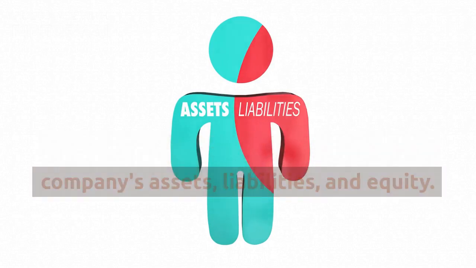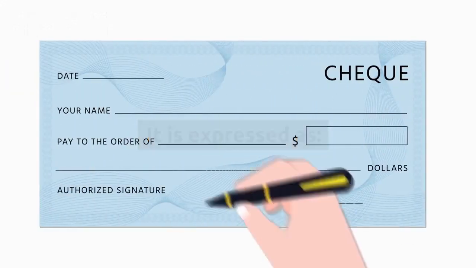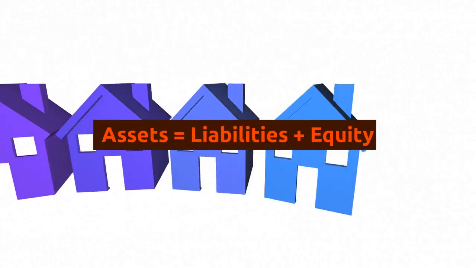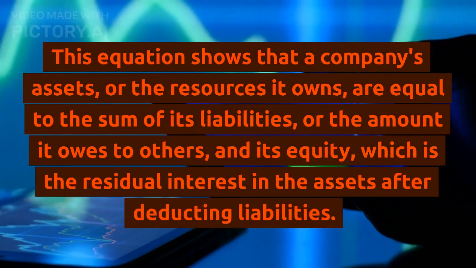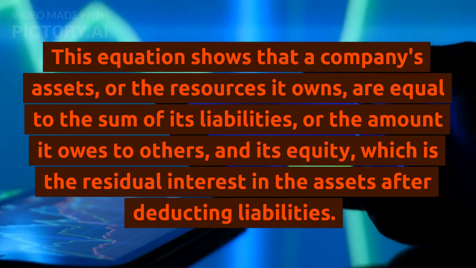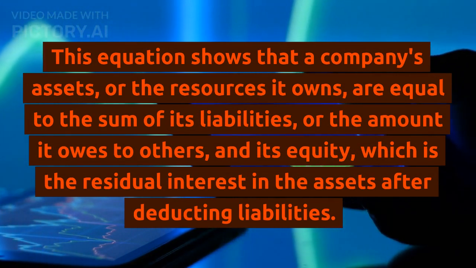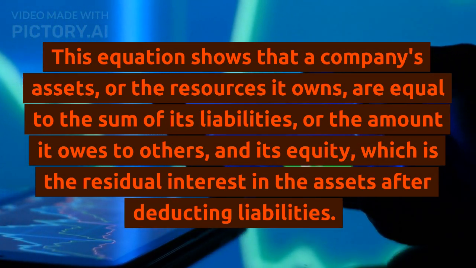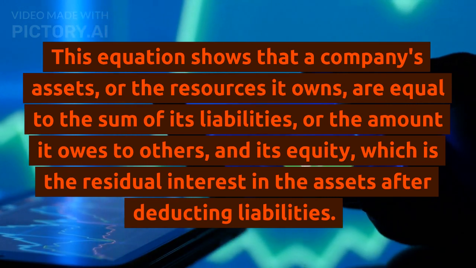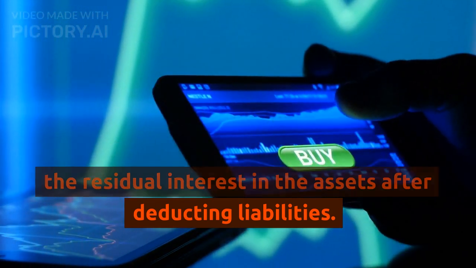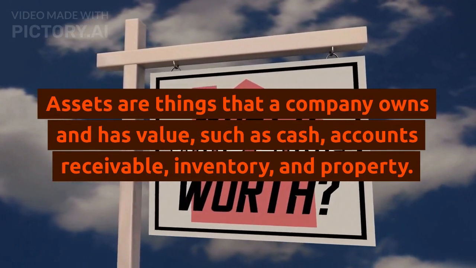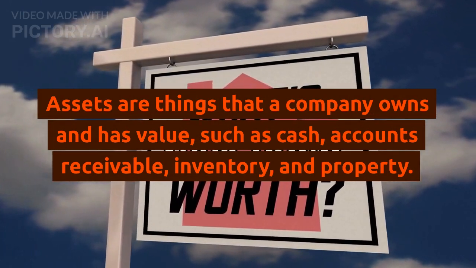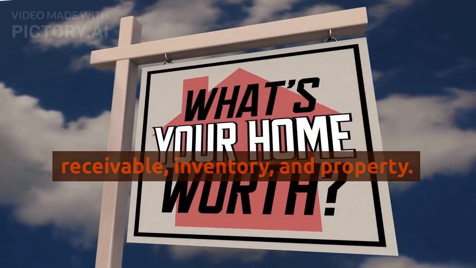The accounting equation is a fundamental principle in accounting that represents the relationship between a company's assets, liabilities, and equity. It is expressed as assets equals liabilities plus equity. This equation shows that a company's assets, or the resources it owns, are equal to the sum of its liabilities, or the amount it owes to others, and its equity, which is the residual interest in the assets after deducting liabilities.